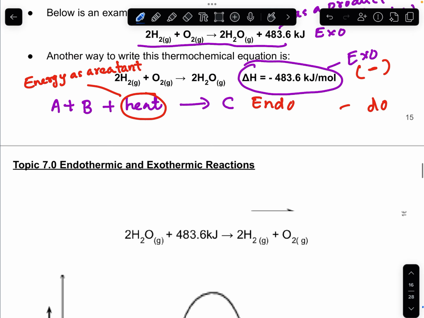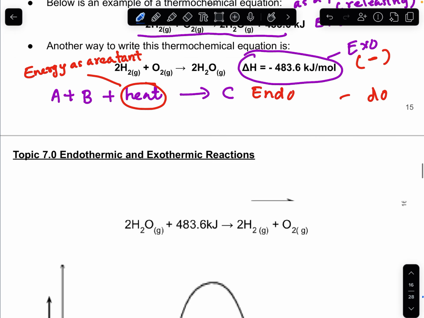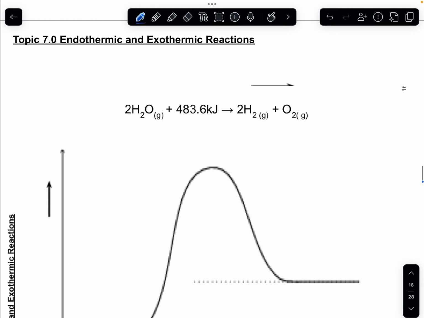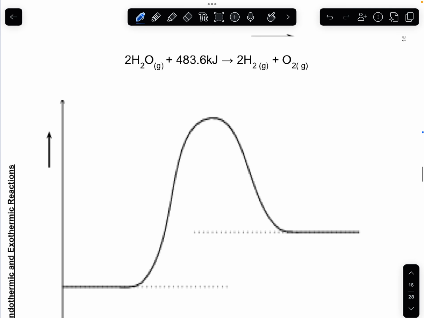Okay, so let's talk about endothermic and exothermic reactions. Endothermic means reactions which absorb heat, and exothermic means reactions which release heat. Say, for example, look at this thermochemical equation. Here, energy is written as a reactant. That means it is absorbing energy, right? If it is absorbing energy, this is an example of an endothermic reaction.